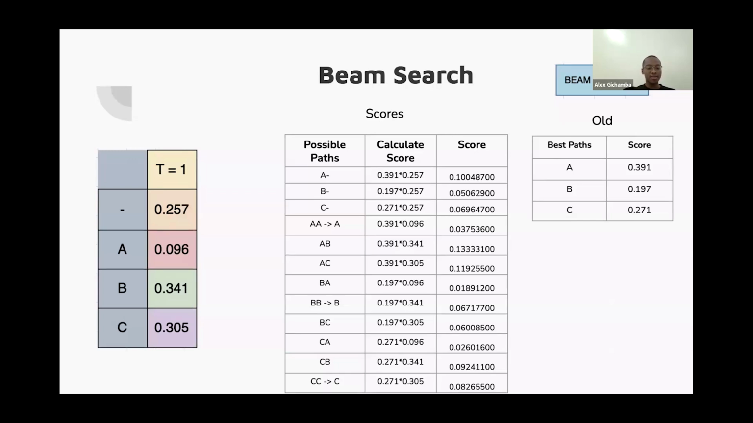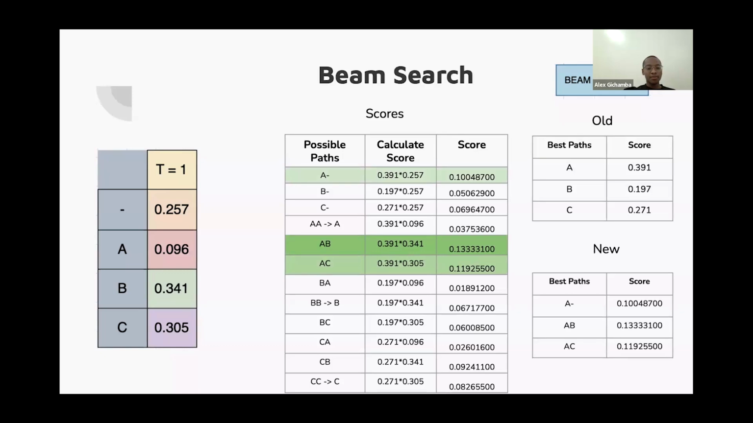So you end up with this possible set of paths. In this case, that's, I believe, 12. And you calculate the score of each path. So the score of A blank is basically the probability of A at time step 0 times the probability of blank at time step 1. And then you compute these scores, and since our beam width is 3, you look for the 3 highest at this point. Next slide. Yeah, so the 3 highest end up being A blank, AB, and AC.